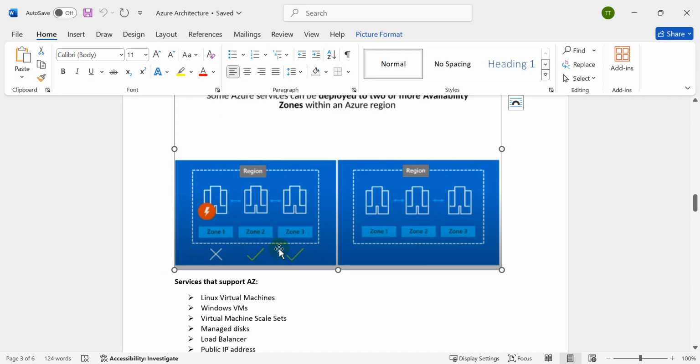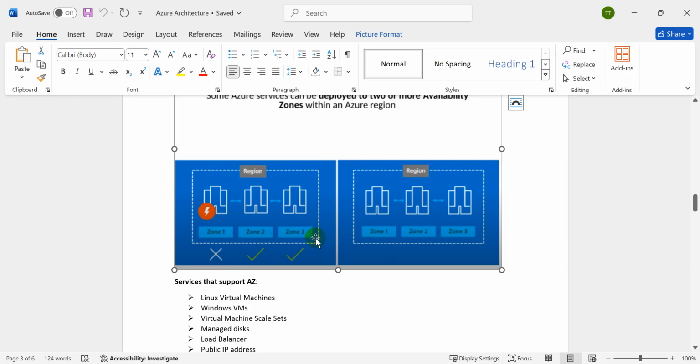In one region you have three availability zones, and you select how many availability zones you want to deploy to. You can select this while deploying the servers. So if there is a failure in one zone, you still have your data in the second and third zone, right?